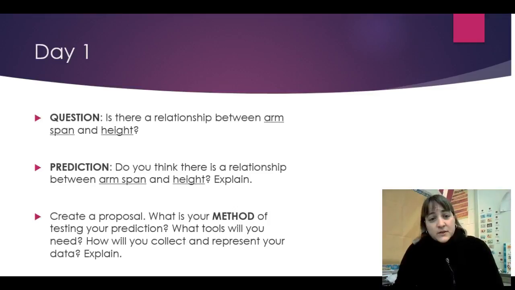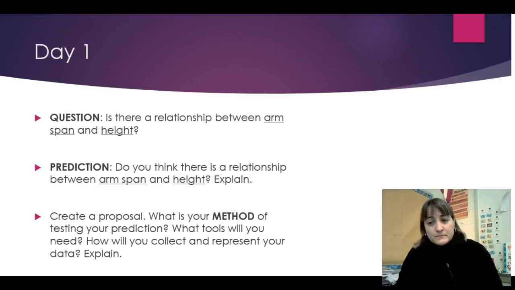After presenting students with the question, I have asked them to predict: do you think there's a relationship between arm span and height? Definitely they needed to explain how they came up with the idea that arm span and height have a relationship or don't have a relationship. After giving their predictions, students needed to create a proposal. In that proposal, they have been presented with the following questions. What is your method of testing your prediction? What tools will you need? How will you collect and represent your data?